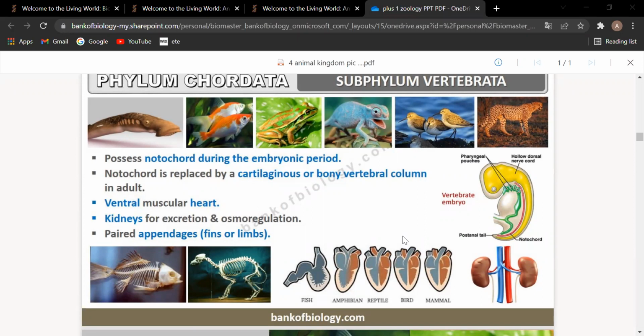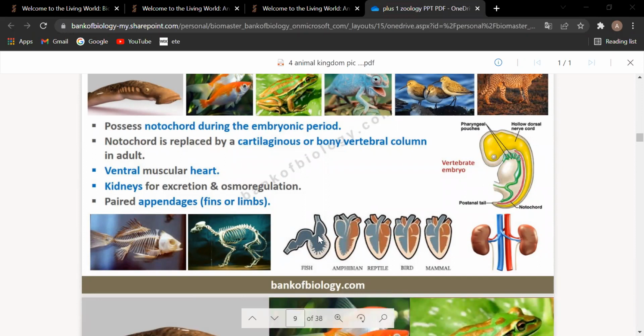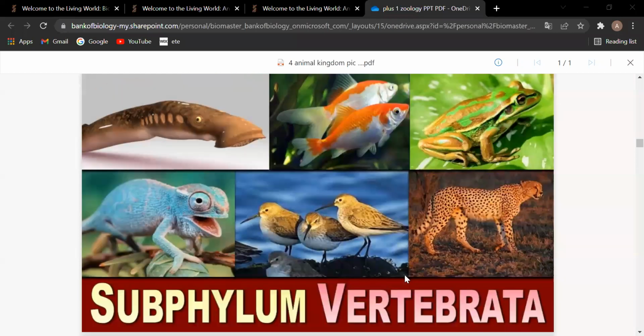Kidneys are present for excretion and osmoregulation. They have got paired appendages. That is, paired fins or paired limbs. Right? So this is how it looks. So here you can see the different animals and their typical structures. So now we have to talk in detail about this subphylum Vertebrata. We do not just see subphylum Vertebrata and say, yes, done. It does not work like that. Okay. So we have to do more detailing on it. Okay, so let us see.